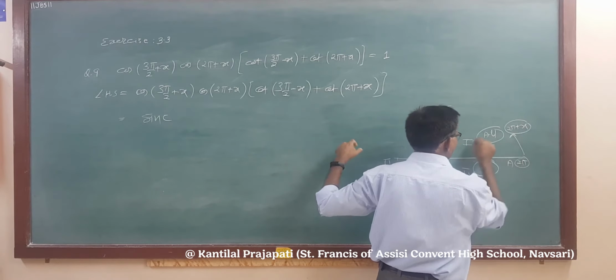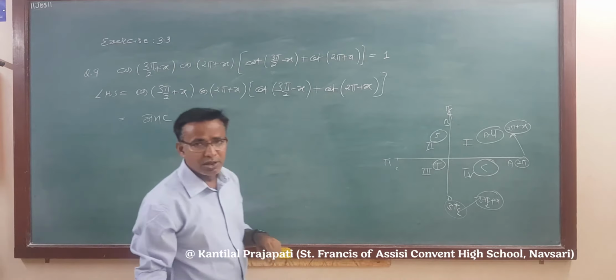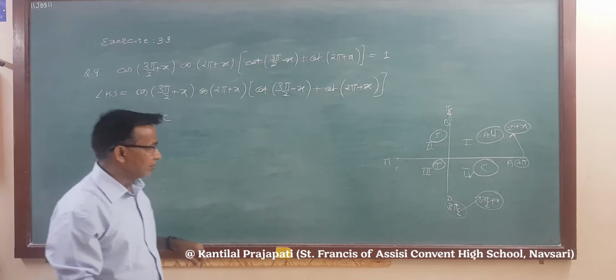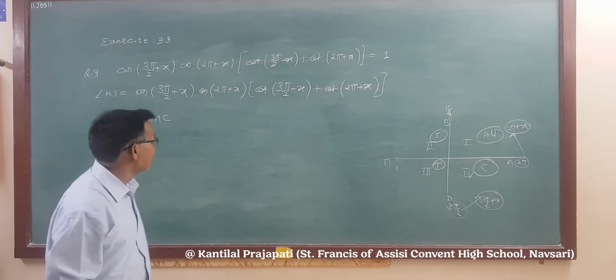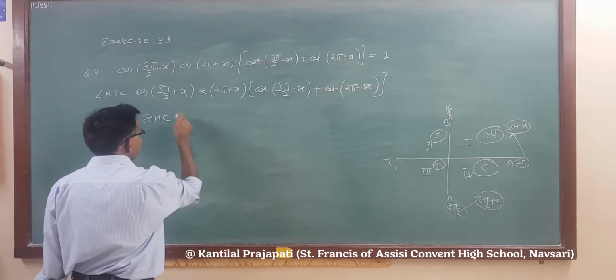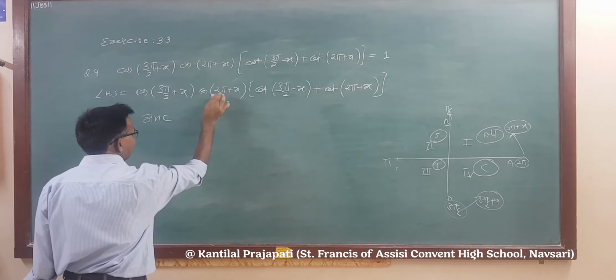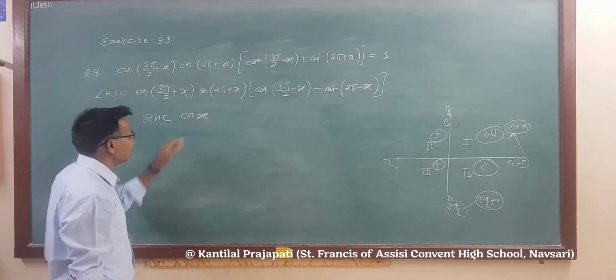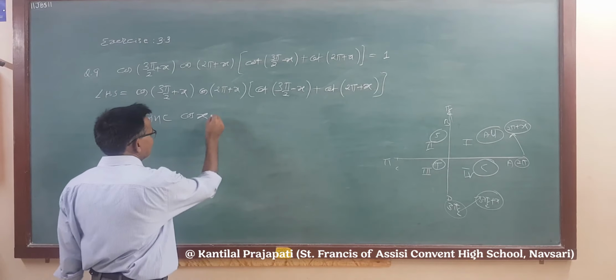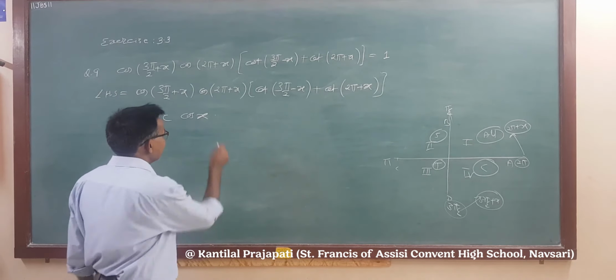So which quadrant do you get? First quadrant. In the first quadrant all functions are positive. Also at 2 pi the function remains the same. So we write this will be cos 2 pi plus x; at 2 pi the function remains the same, cos x. The function is positive.